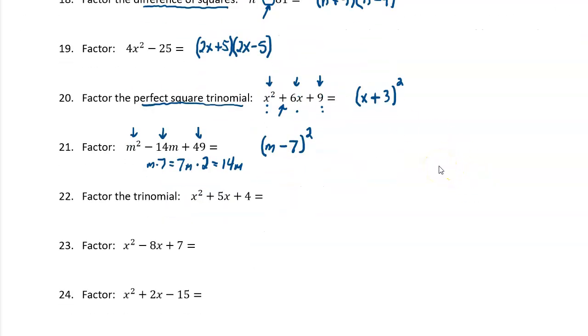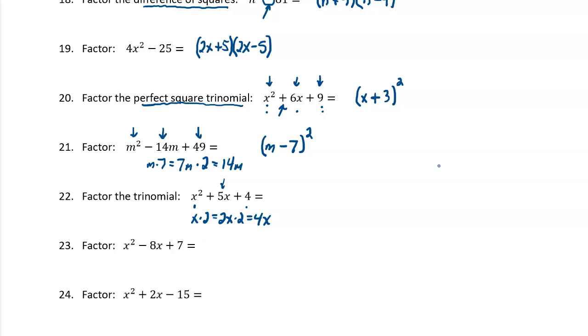Now number 22, factor this trinomial. This one is not a perfect square trinomial. The first term is a perfect square, and the last term is also a perfect square. The square root of 4 is 2. However, when you take the square root of x squared and get x, and you take the square root of 4 and get 2, and multiply those together, it makes 2x. And then when you double it by multiplying by 2, that makes 4x. And that is not what's in the middle. So this is not a perfect square trinomial.